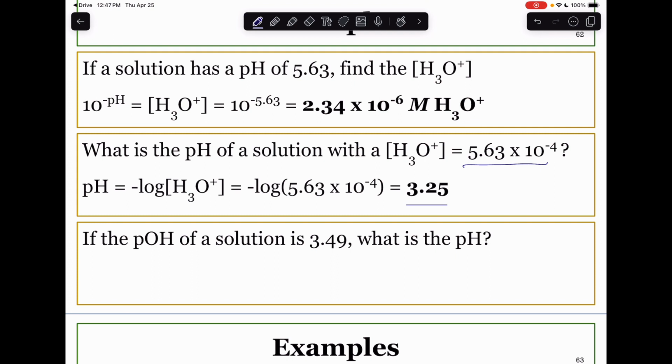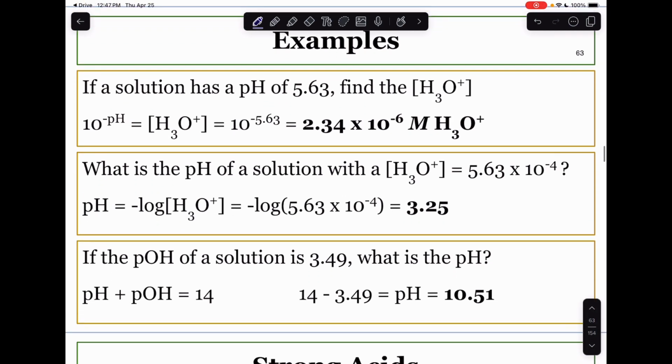If the pOH of a solution is 3.49, what is the pH? So we're given pOH, and we're trying to solve for pH. There are lots of equations with both of these, but which one has only these two in the equation? pH plus pOH is equal to 14. Therefore, 14 minus pOH, which is the 3.49, equals 10.51. And that is the pH in this problem.